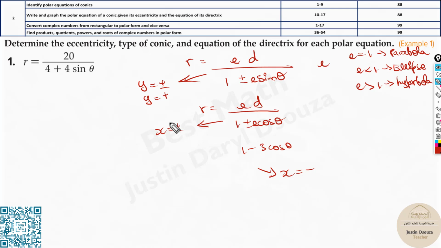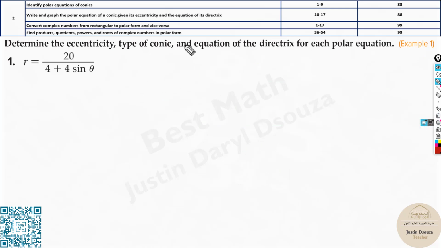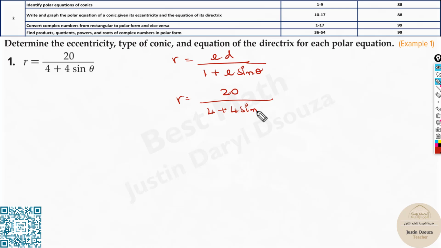Since it's in writing, I will write the steps as well. If you follow whatever I've written, it's more than enough. Now, first thing, always look into the given question. It is in sine and plus. So I'll write the standard form of sine and positive sine: r equals ed over 1 plus e sine theta. This is your step 1. Next, you don't need to write the question again, but you can. I'll just write it over here: r equals 20 divided by 4 plus 4 sine theta. It's up to you. This is optional, because it's a writing exam. I'm just writing it.